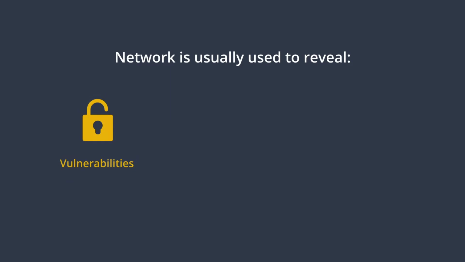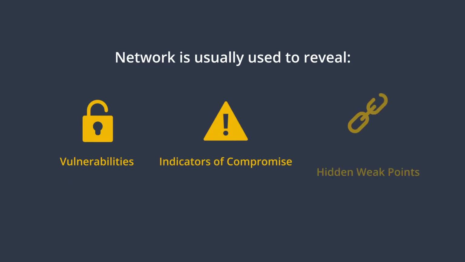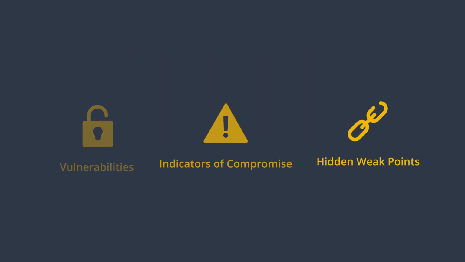Most commonly, network footprinting is used to assess an organization's attack surface and to reveal vulnerabilities and indicators of compromise in the network infrastructure, which will then be used to improve the current security practices, alert detection rules, and network policies.